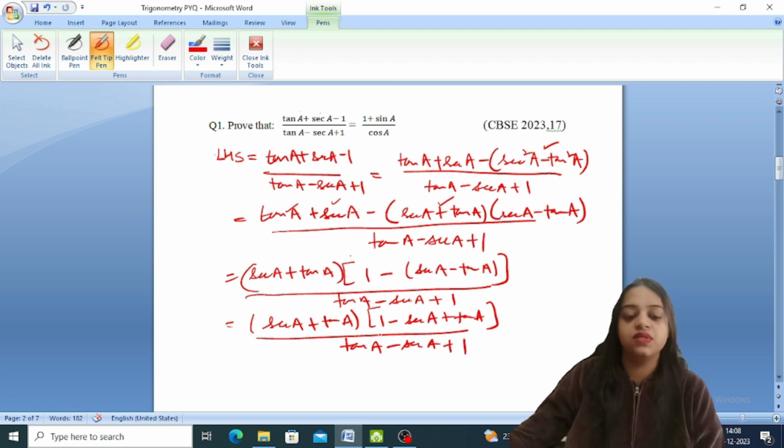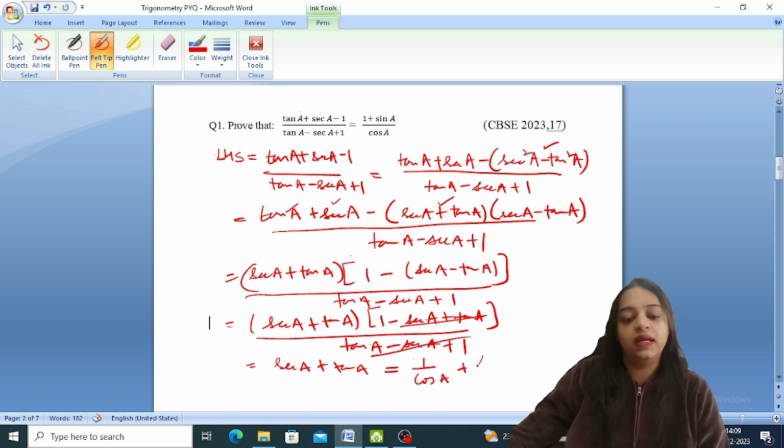Now you observe this factor, this one, this is minus secant a and this is plus tan a. So this whole factor cancels with this. We are left with secant a plus tan a. Secant a can further be reduced to 1 upon cos a, and tan a can be written as sin a upon cos a.